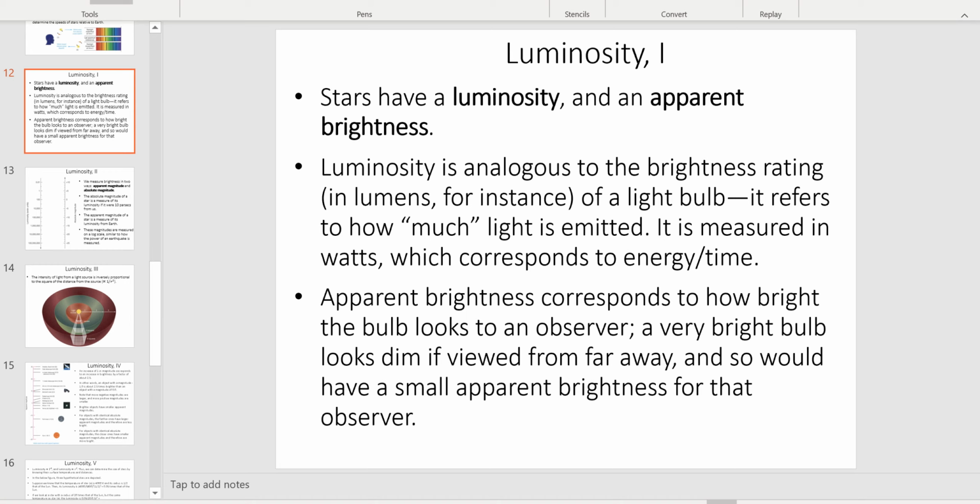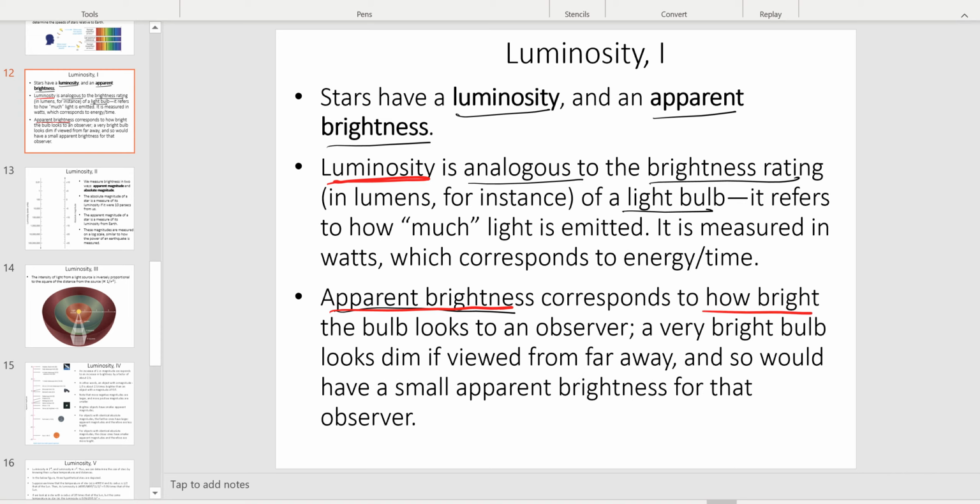So we have to be able to distinguish between two different concepts. One is the luminosity, which is the amount of light that's actually emitted. Luminosity is sort of like the brightness rating of a light bulb. This tells you how much light the light bulb is actually emitting. And then the other thing we have to define, in opposition to luminosity, is the apparent brightness. Apparent brightness is how bright an object looks. It's exactly what it sounds like.